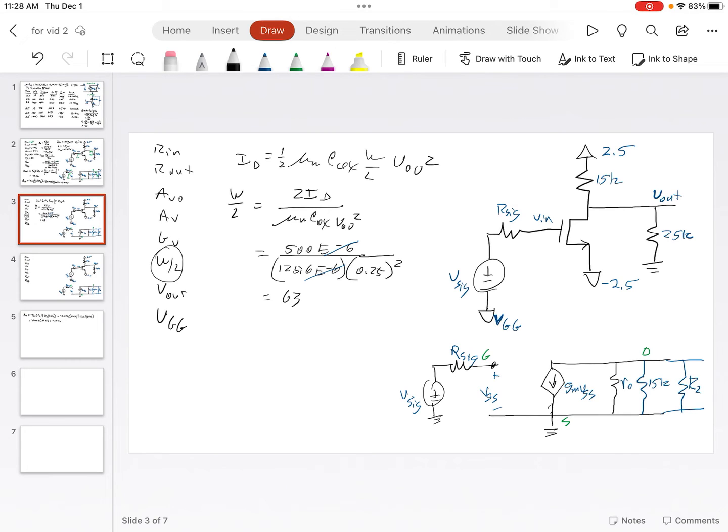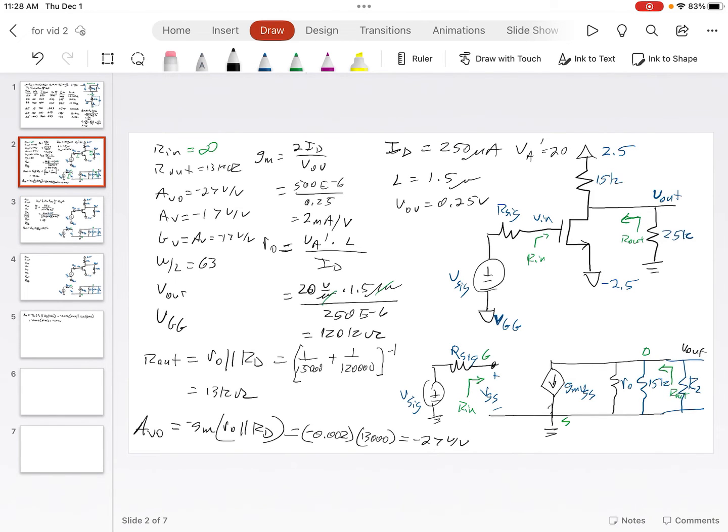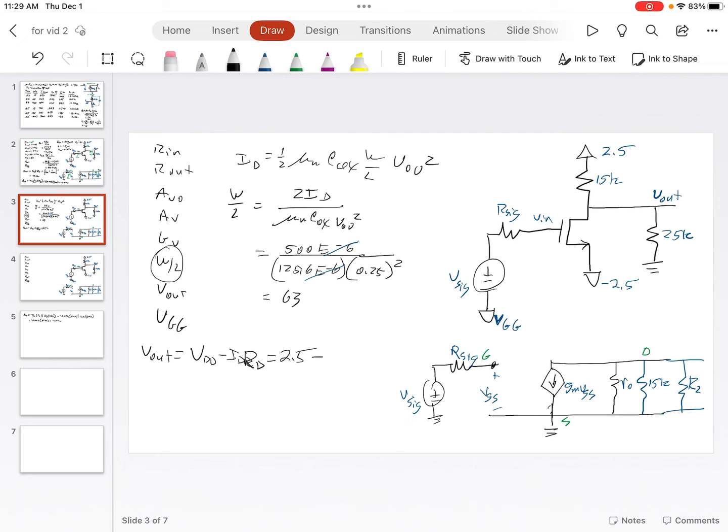Then what's the value of V out? Well, V out is equal to VDD minus ID RD, which would be 2.5 volts here. We've got that 2.5 volts minus the voltage drop in that 15K RD. So minus the current, and the current we have is 250 microamps, 250 e to the minus 6 times RD, which is 15K.